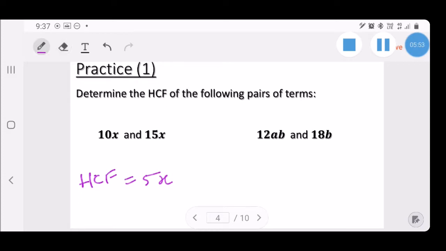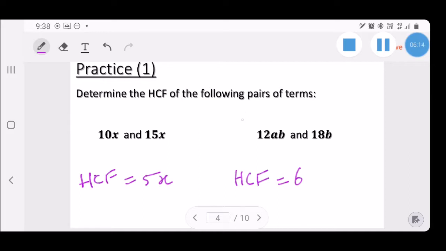So let's do the same thing over to the right here. 12ab and 18b, what is the highest common factor? Well, let's do the number first. The highest common factor of 12 and 18 is 6.